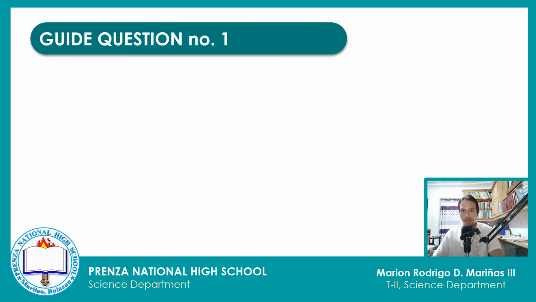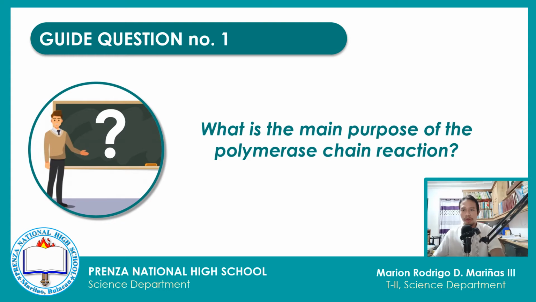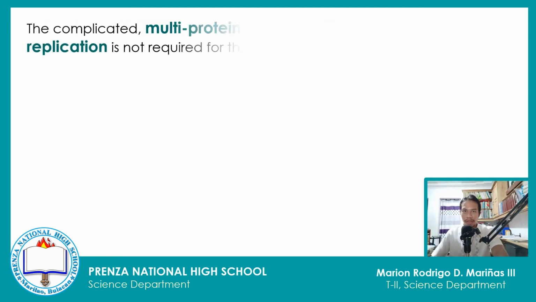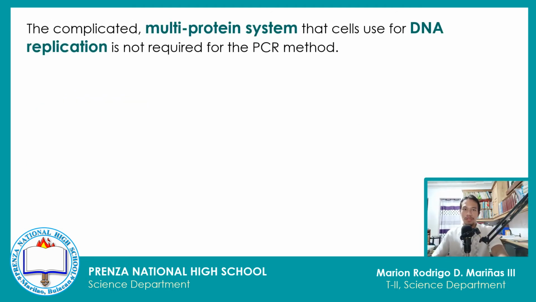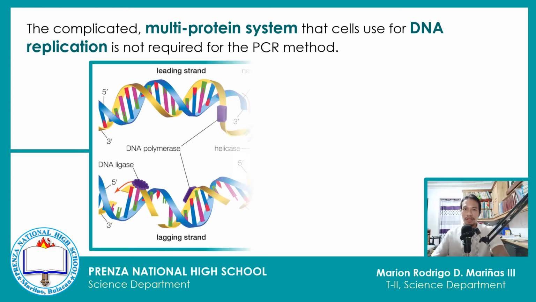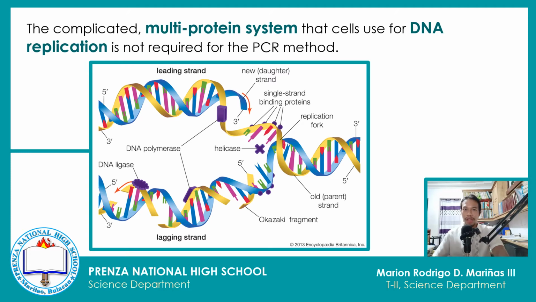Before we proceed to the next part of the discussion, please answer this question. What is the main purpose of the polymerase chain reaction or PCR? Please write your answer on your activity sheet. You may pause this video while answering, and once you're done, you may now proceed to the next part of the video lesson. The complicated multi-protein system that cells use for DNA replication is not required for the PCR method. Neither the origin of replication, nor DNA unwinding proteins, nor the apparatus for lagging strand synthesis are involved.